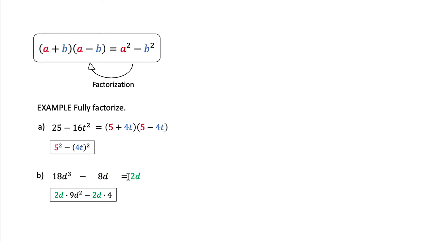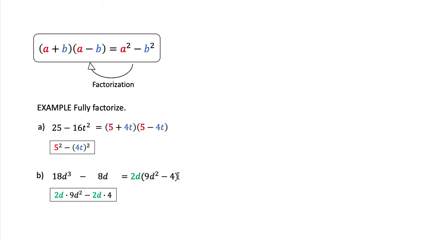Then open the brackets again and think: what times 2d makes 18d cubed? Well, 9 times 2 makes 18, and d squared times d makes d cubed. So we'll have 9d squared in the first place. Then what times 2d makes negative 8d? Well, negative 4 times 2 is negative 8. And then you have the d from there, so it matches.